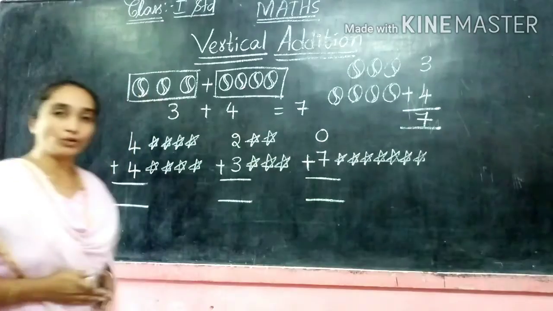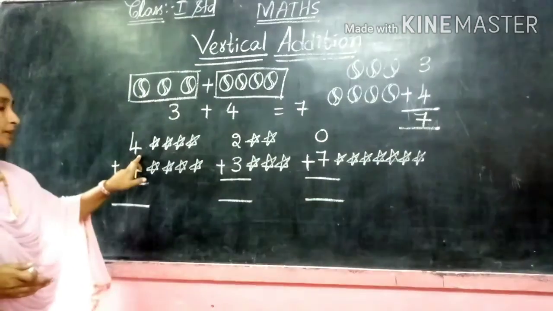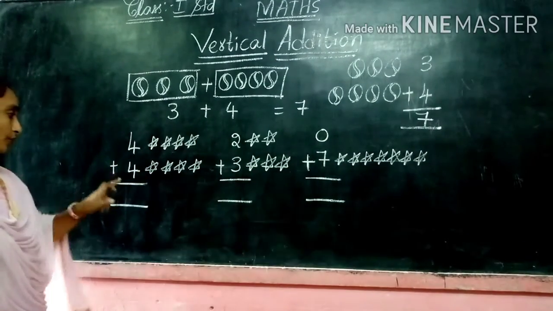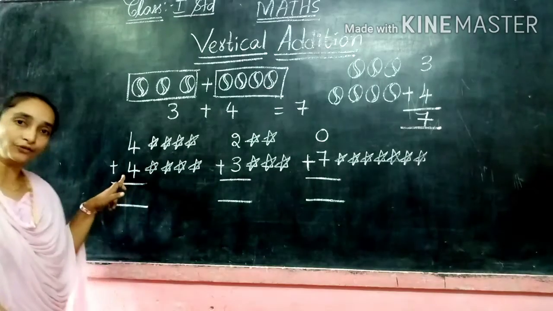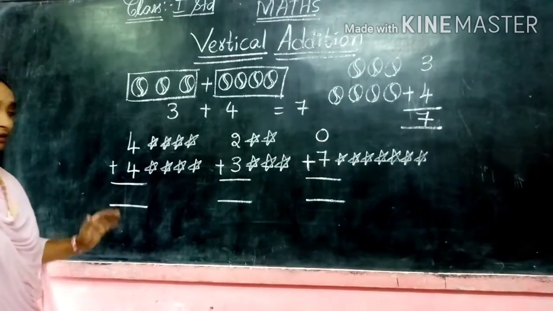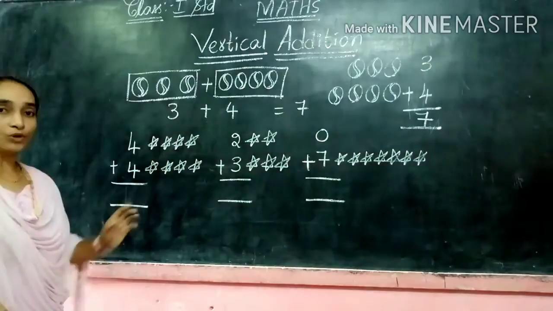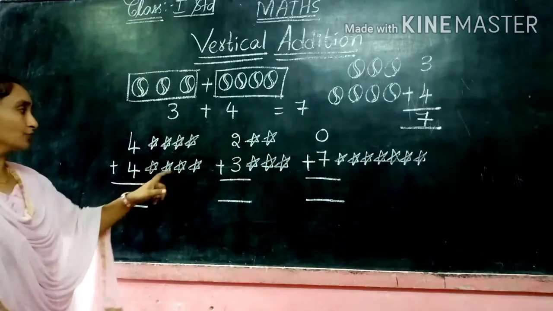Let us see some more examples, children. Here we can see the first number is 4 and the second number is 4. Let us add the 4s. Here I have drawn small stars. Let us count, children.